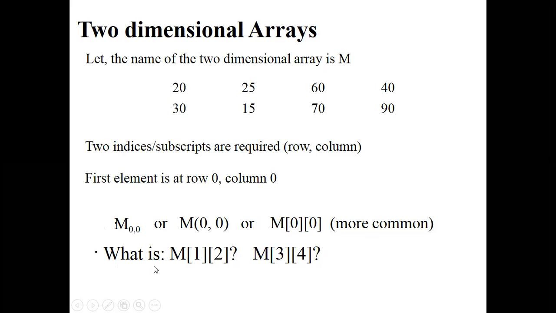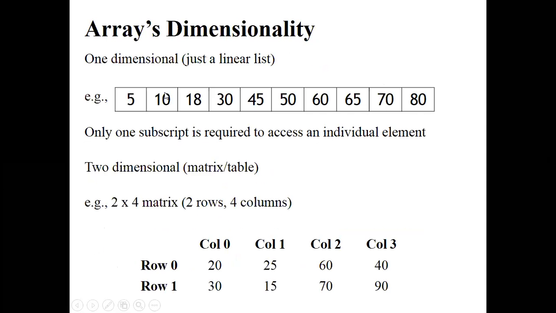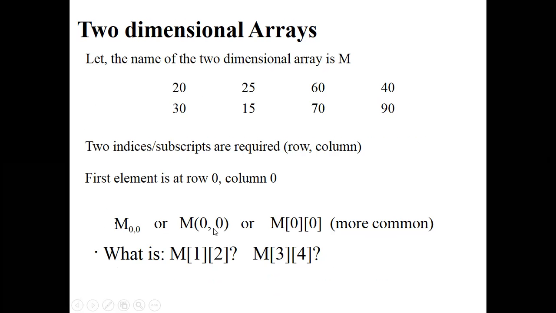So what will be m[1][2]? The first one is the row and the second one is the column. Here we have two rows and columns. If we want to know 1 2, that is the first row and the second column, it is 25. So the number at m[1][2] will be 25. And what will be 3 4? You have to calculate it and let me know.